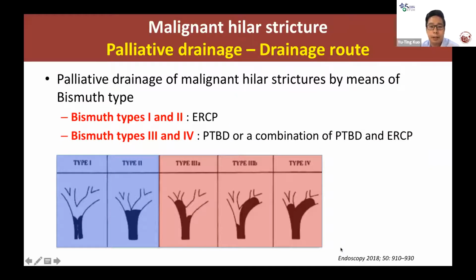And in 2018, the ESGE guideline said that if the patient is Bismuth type 1 and 2, ERCP for biliary internal drainage is preferred. How about type 3 and type 4? Maybe you can consider percutaneous drainage, or combine percutaneous drainage with ERCP, to achieve the palliative drainage.